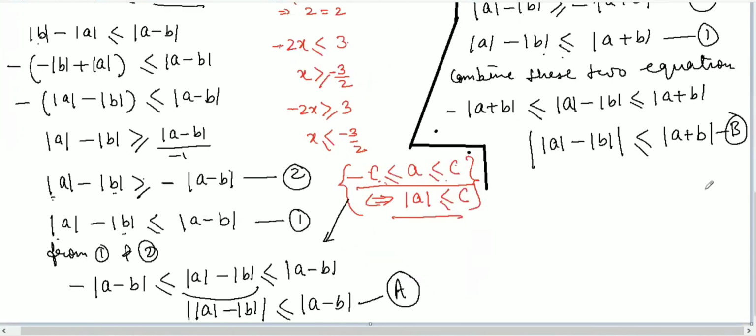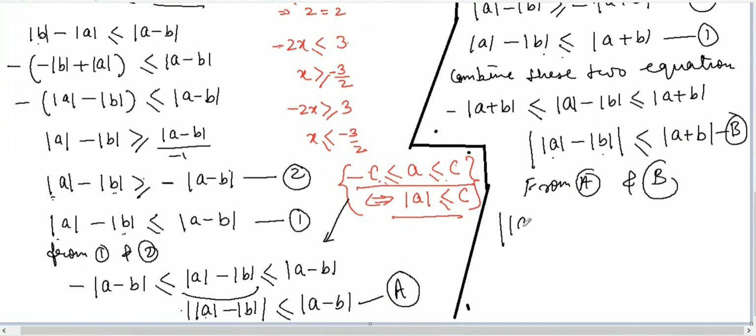Now see equation A and B here. So you have equation A and B. Equation A says the absolute value of A minus the absolute value of B is less than or equal to the absolute value of A minus B. And here the absolute value of A minus the absolute value of B is less than or equal to the absolute value of A plus B. So from A and B, we can say that the absolute value of A minus the absolute value of B is less than or equal to the absolute value of A plus or minus B. So this is proved, the reverse triangle inequality.